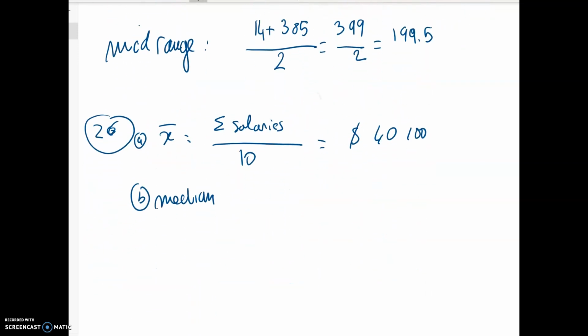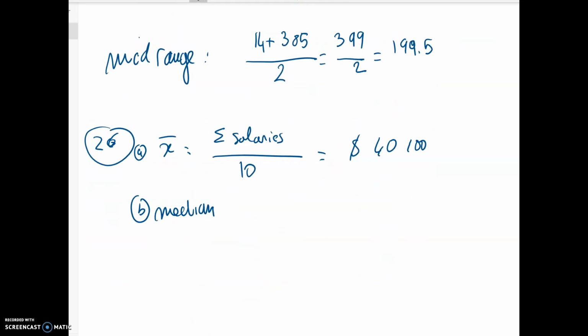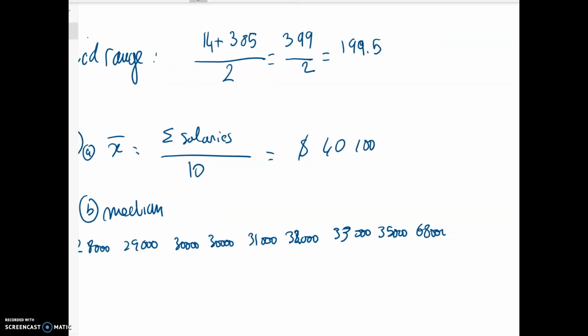to calculate the median, I'm going to reorganize my salaries. So I'm going to have 28,000, 29,000, then 30,000, I have 2 times 30,000. I got 31,000. Actually, I got 32,000 also, then 33,000, 35,000, to then having a jump to 68,000.